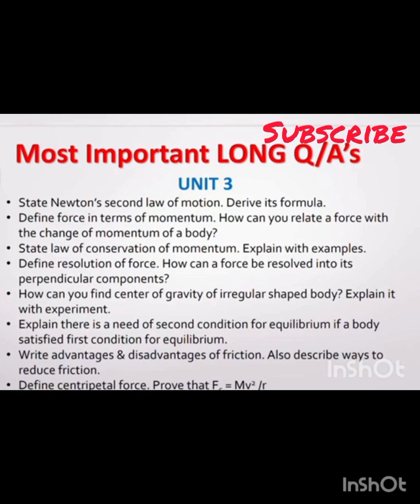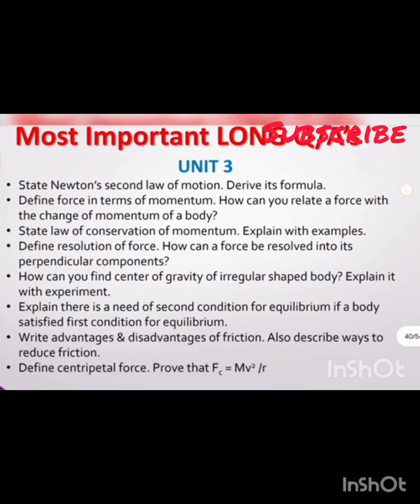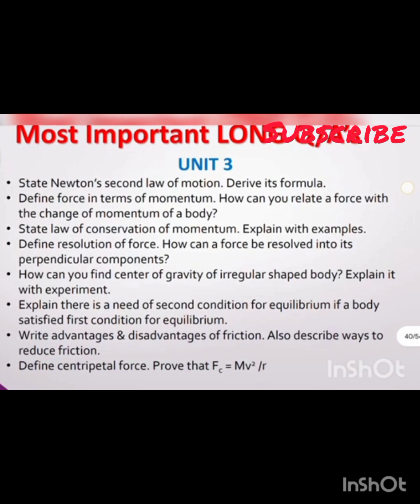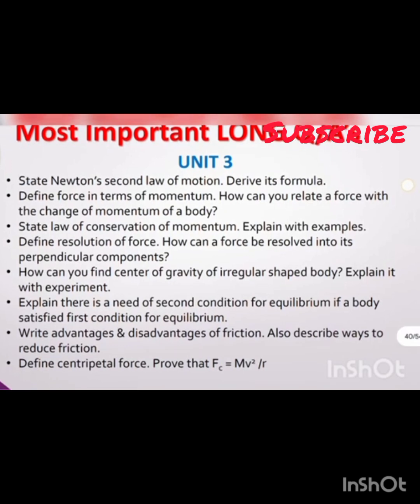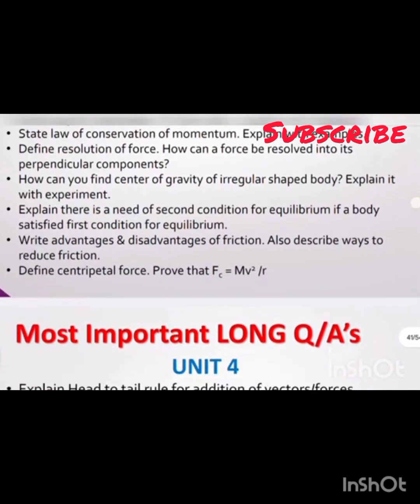you find a center of gravity of a regular shaped body, explain with an experiment, explain there is a need of second condition of equilibrium if a body satisfied first condition of equilibrium, right? Advantages and disadvantages of friction, also describe ways to reduce friction, define centripetal force, prove that Fc is equal to mv square over r.